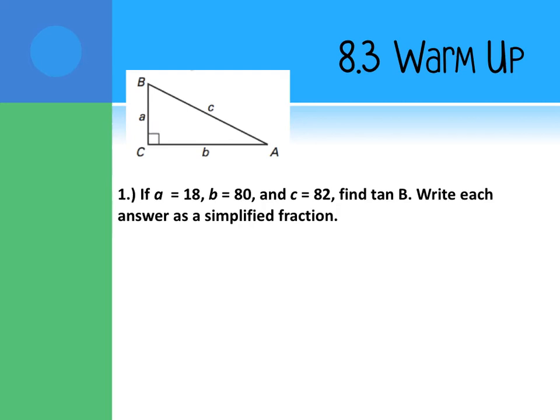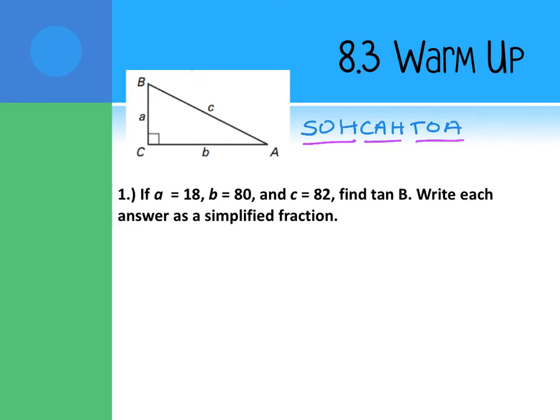So we just said the word we need to know for all of these problems, all the trig problems, is SOHCAHTOA. And what does that stand for? Sine is opposite over hypotenuse. Cosine? Cosine is adjacent over hypotenuse. Good. And tangent? Opposite over adjacent.